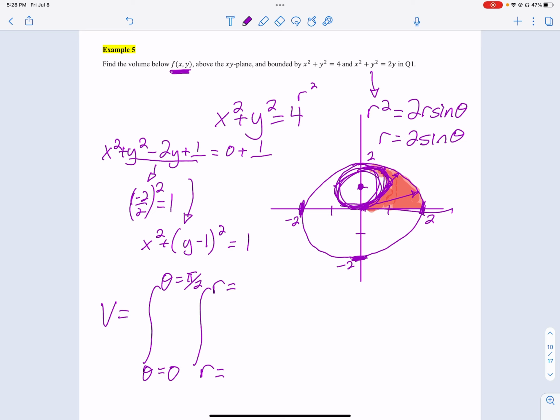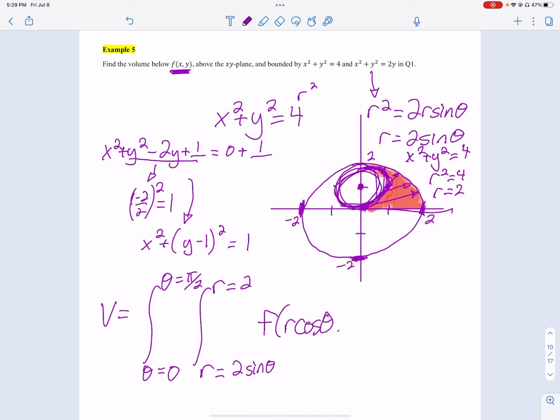The outer circle is going to be from the other equation, x squared plus y squared equals 4. That tells me that r squared equals 4, which tells me r is 2. So it's the inner circle first, r equals 2 sine theta, to the outer circle, which is r equals 2. You can tell with these arrows, right? Inner circle to outer circle as we spin. And then the function, we would just do f of r cosine theta, r sine theta. That means we just switched it over, times r dr d theta.